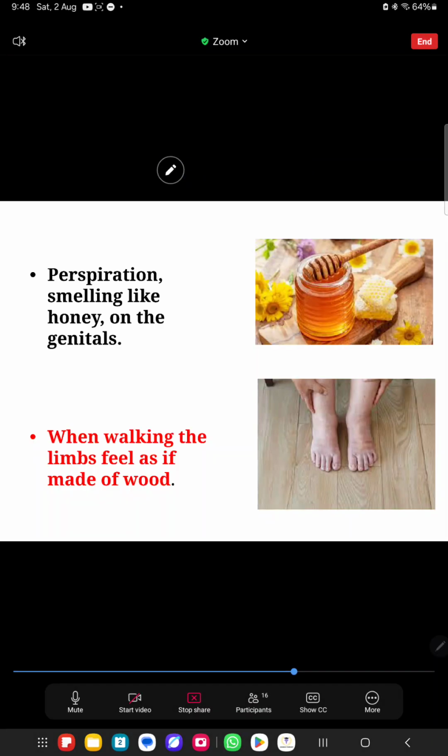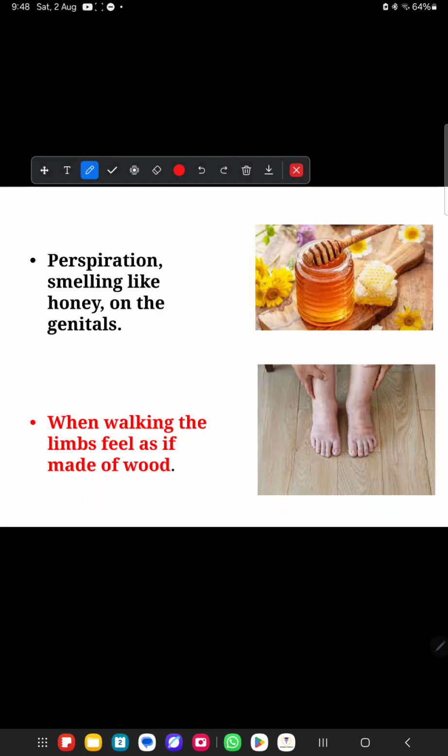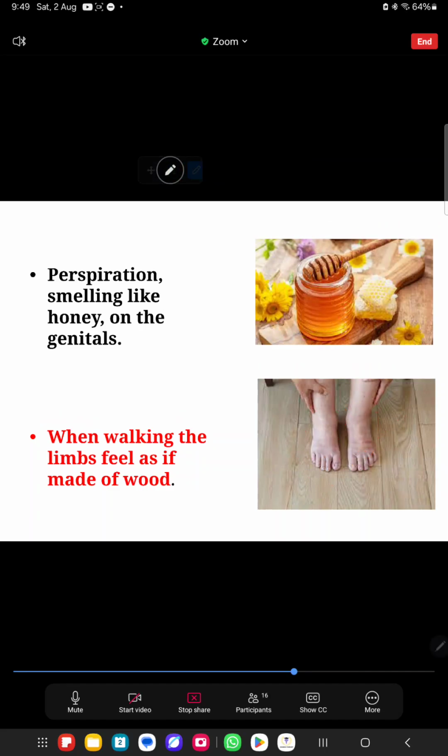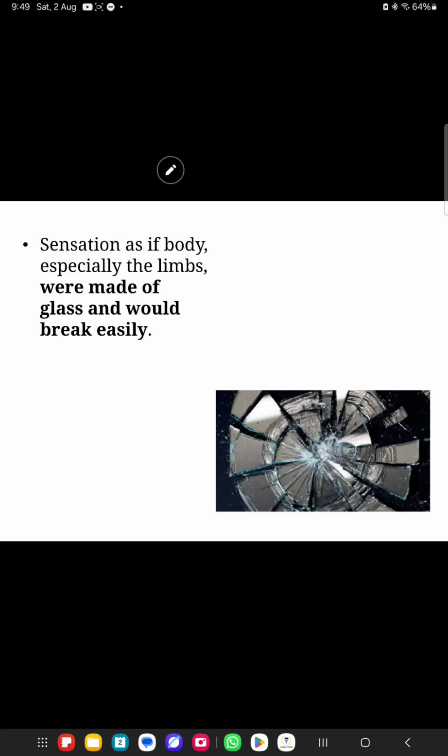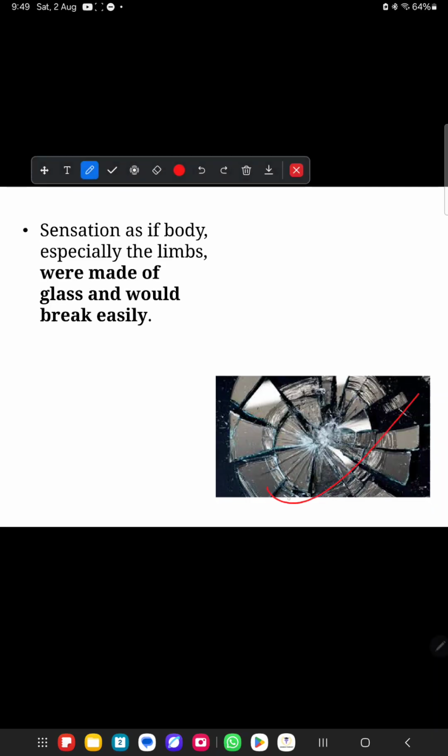Perspiration smelling like honey on the genitals. I have already described why the patient is having a honey-like smell. So we can think about this medicine. And when walking, if the limbs feel as if made of wood, then we can think about Thuja. And sometimes there is a sensation as if limbs were made of glass and would break easily. If the patient is thinking it will break so easily, then we can think about this medicine.